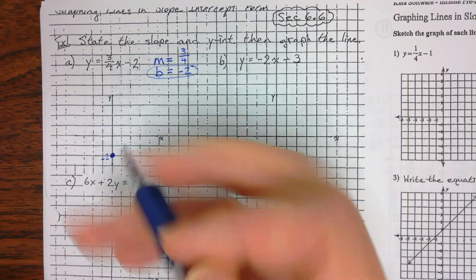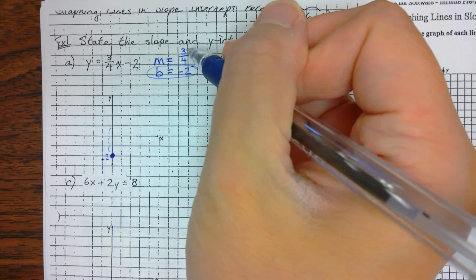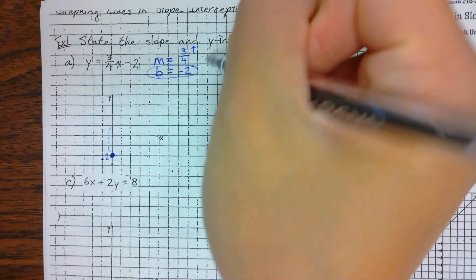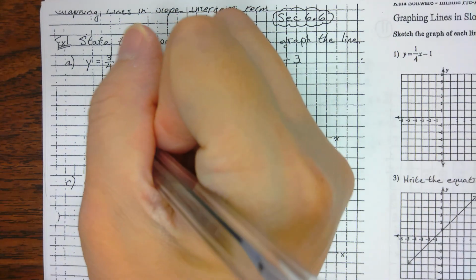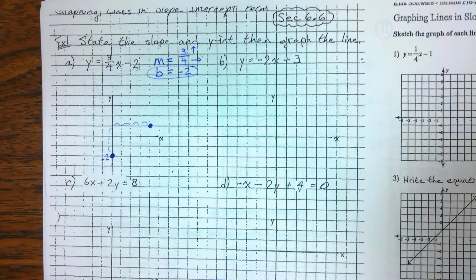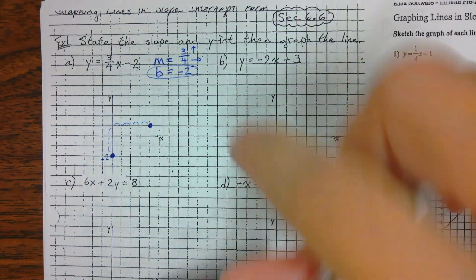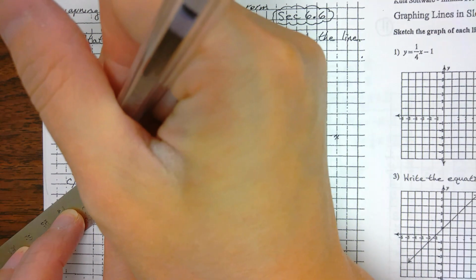Adam? Up 3. 1, 2, 3. And then? My run is 4. So, yep. Go right 4. 1, 2, 3, 4. And it leads me to this point. There we go. 2 points. I can draw my line.